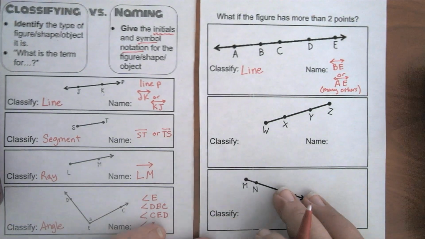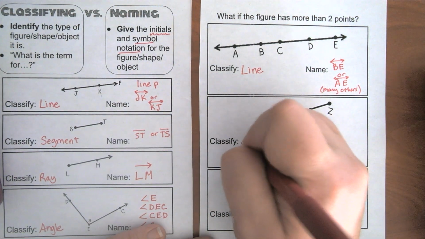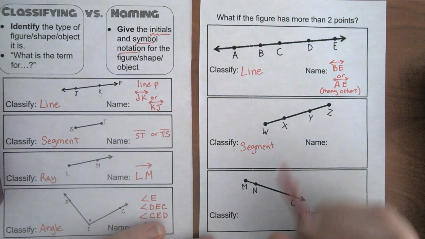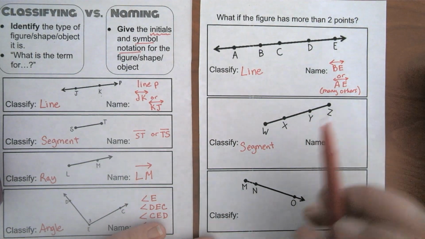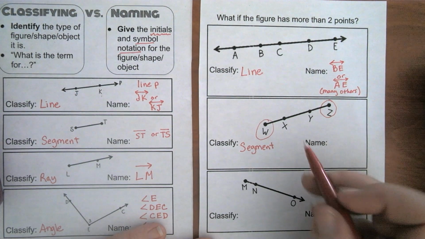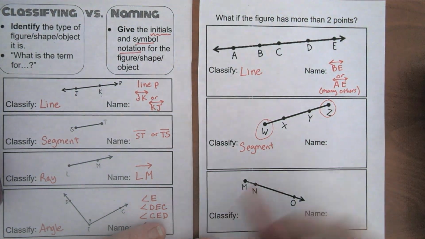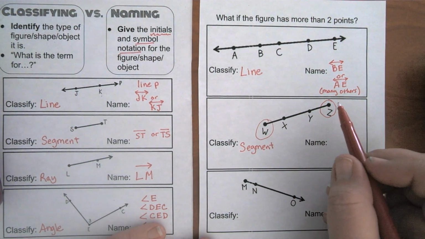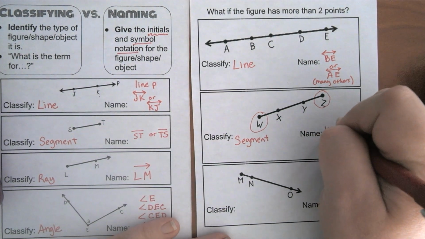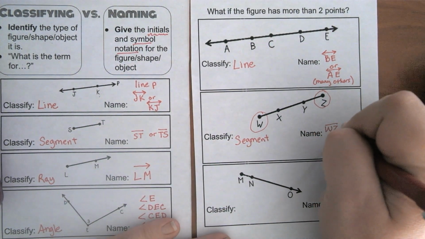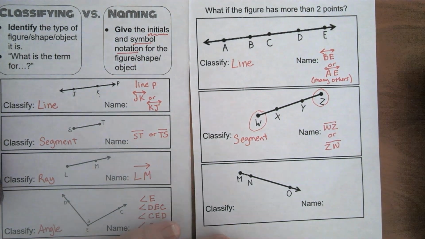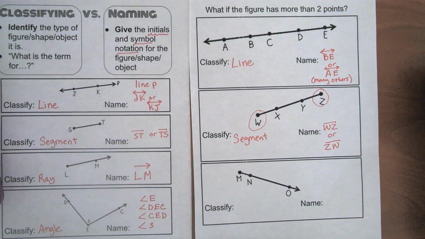When I look at this segment next, so I'm classifying this as a segment, it has no arrows. I have to be super careful. It has 4 points on it, but when naming a segment, I have to use the endpoints. So I have to use this one and this one. I'm not going to use X and Y to name it because I want to say where does it start, where does it stop. I can do either order, so either one can go first, WZ or ZW, but no other options are acceptable for this one. So I wouldn't use X or Y in the name at all.